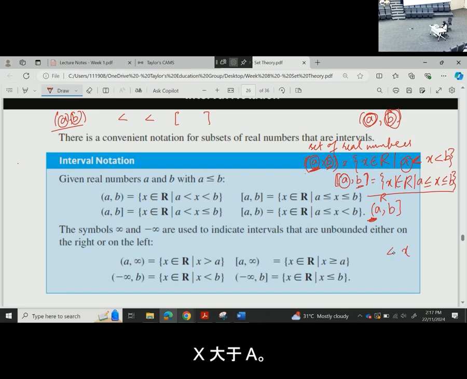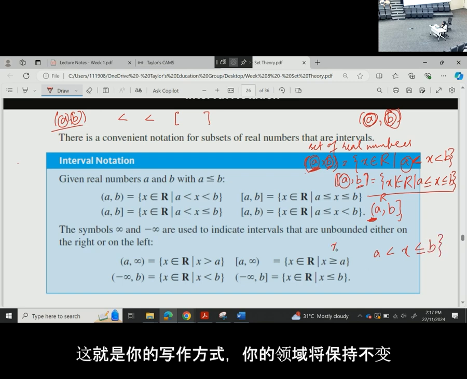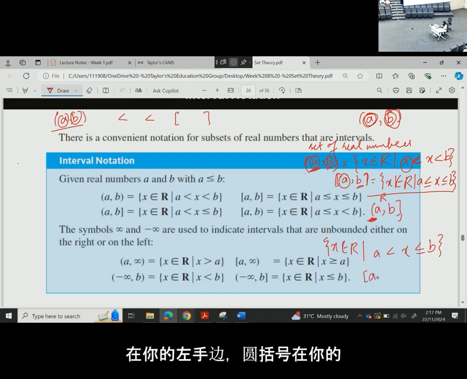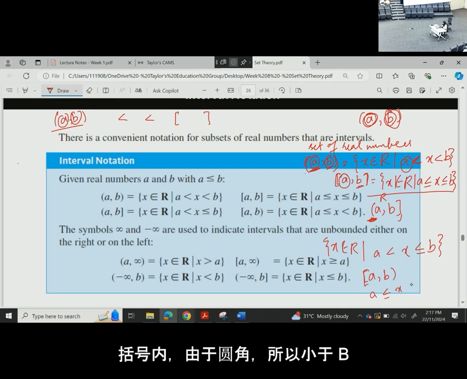X is greater than A, then here you have a square bracket, so it is less than or equal to B. That is how you will write it, and your domain will remain the same because that is how it is given in the question. Let's say you have another example. If a square bracket is on your left-hand side and a round bracket is on your right-hand side, here X is greater than or equal to A because of the square bracket, and it is less than B because of the round bracket, to explain it simply.